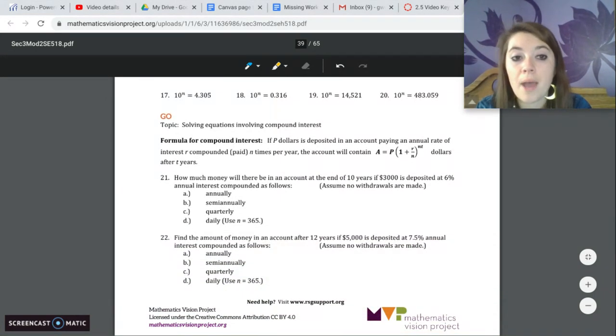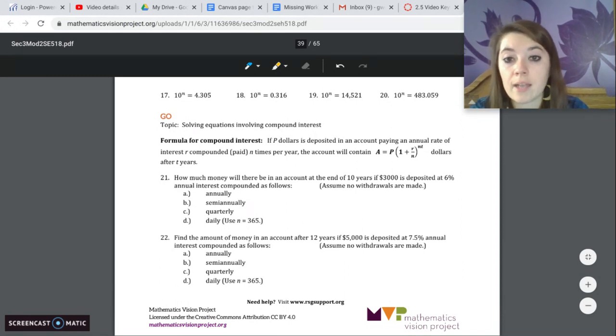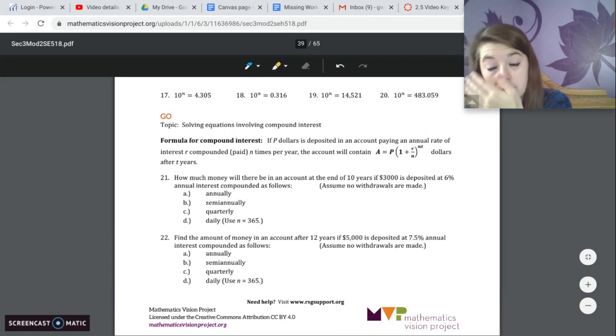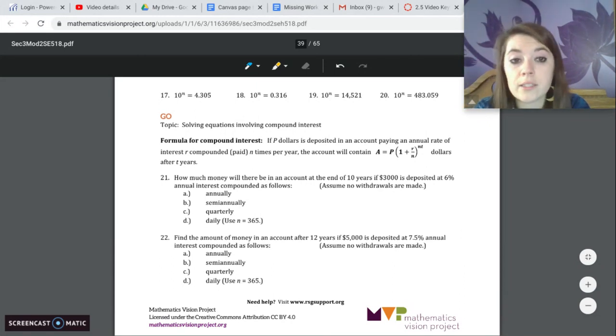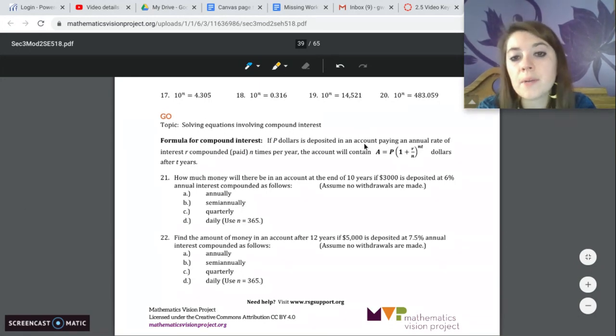So we're looking at compound interest. The formula for compound interest: if P dollars is deposited in an account paying an annual rate of interest R, compounded, paid n times per year, the account will contain A equals P times the quantity 1 plus R divided by n, to the n times T power, dollars after T years. I know it's a lot of variables in there, but the A represents how much money you have in the account.